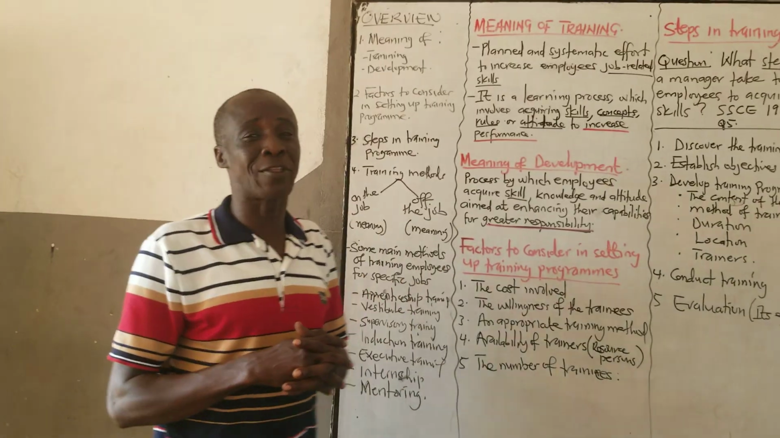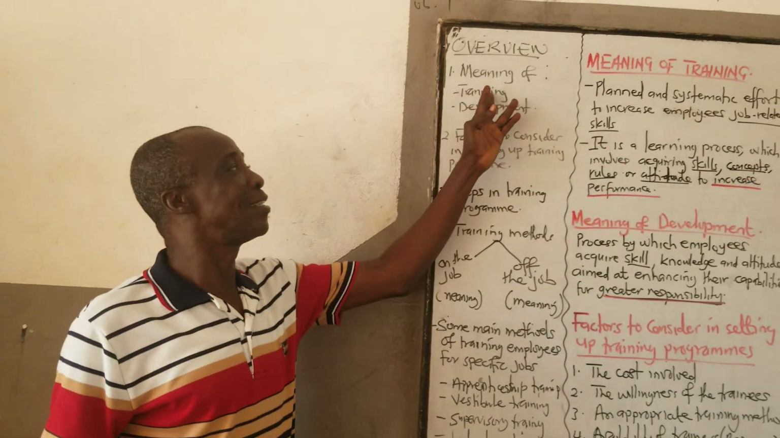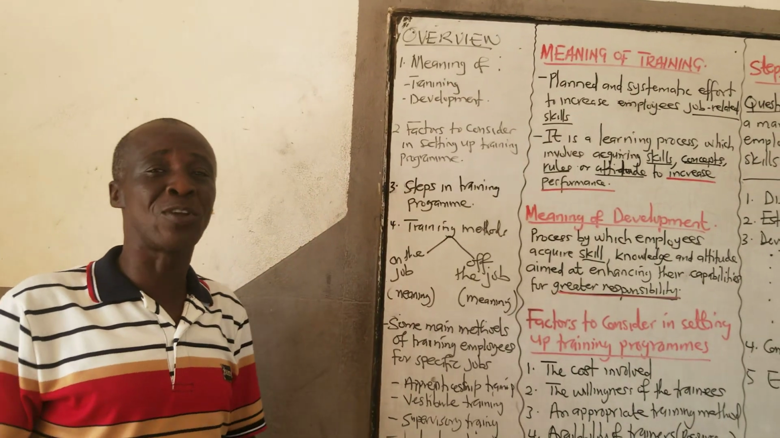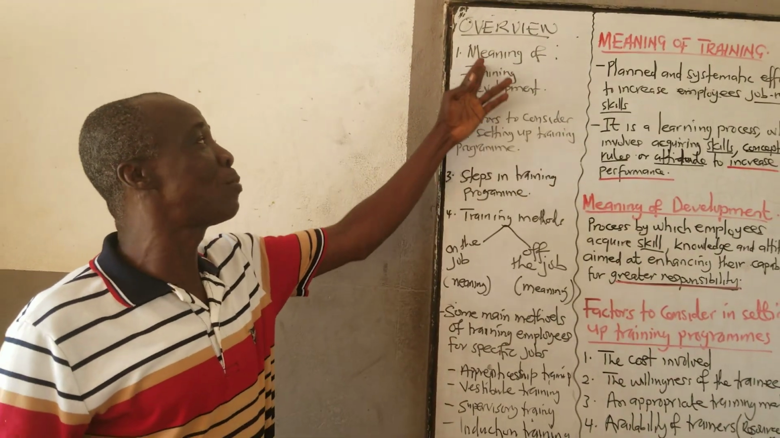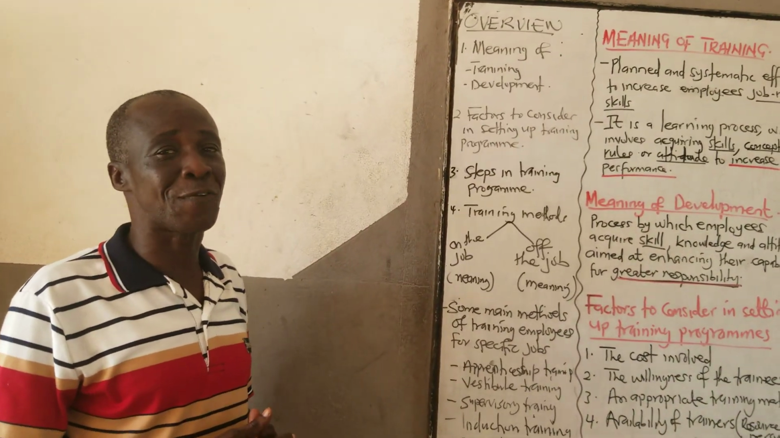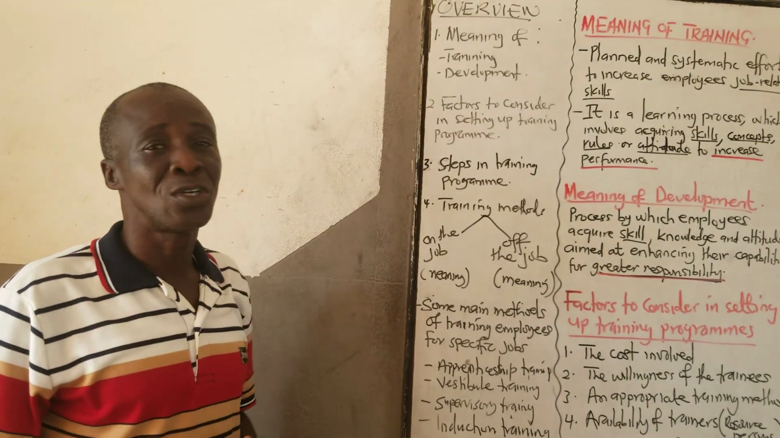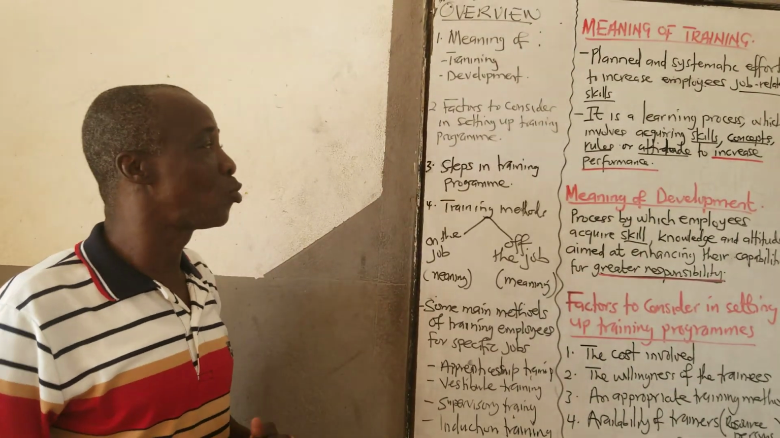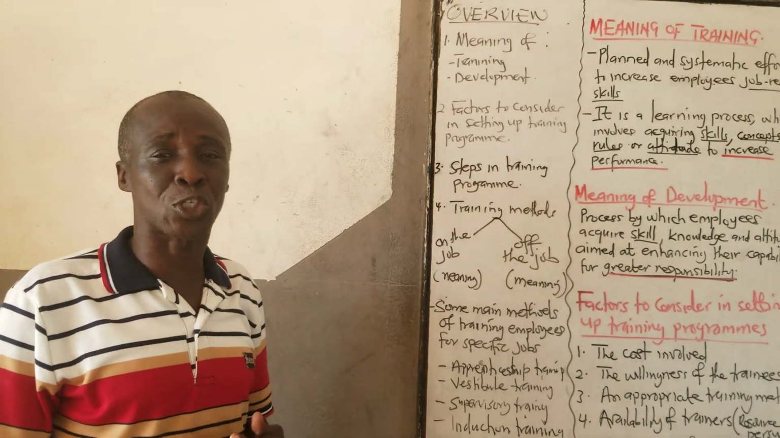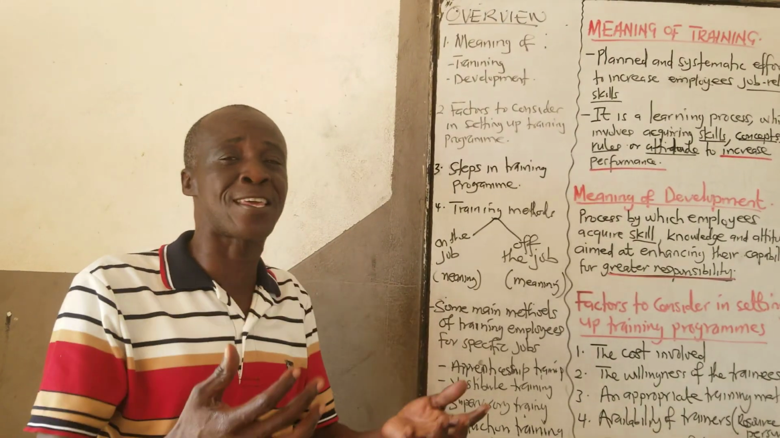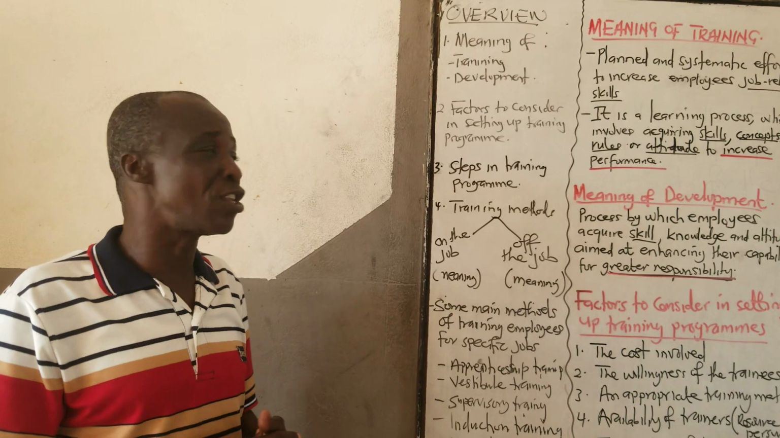By the time we are through with today's lesson, you should be able to explain what training is. When you say training, what is it? Then when you say development, what is it? So you should be able to explain or define what training is and what development is. Then we should also be able to talk about the factors to consider in setting up a training program. If you are the human resource manager and you want to set up a training program, what are the things you need to consider before you set it up?